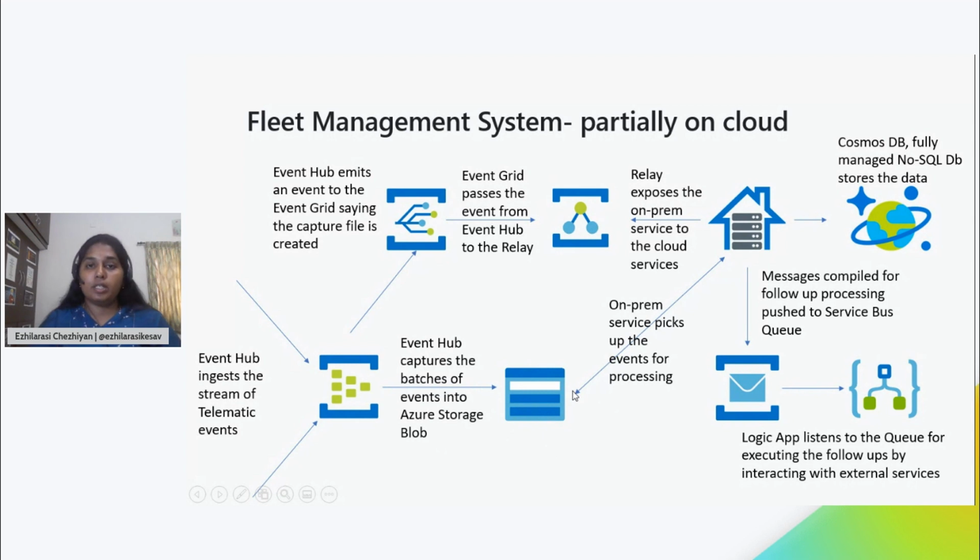Now the next step is exposing my on-prem business service to the cloud. I have put Relay in place to do this job. Relay is a reliable service that can enable you to securely expose your services that run in your corporate network to the public cloud. This can be done without opening a port in your firewall or making any intrusive changes in your corporate infrastructure. That's the best part. So I expose my on-prem service through Relay.